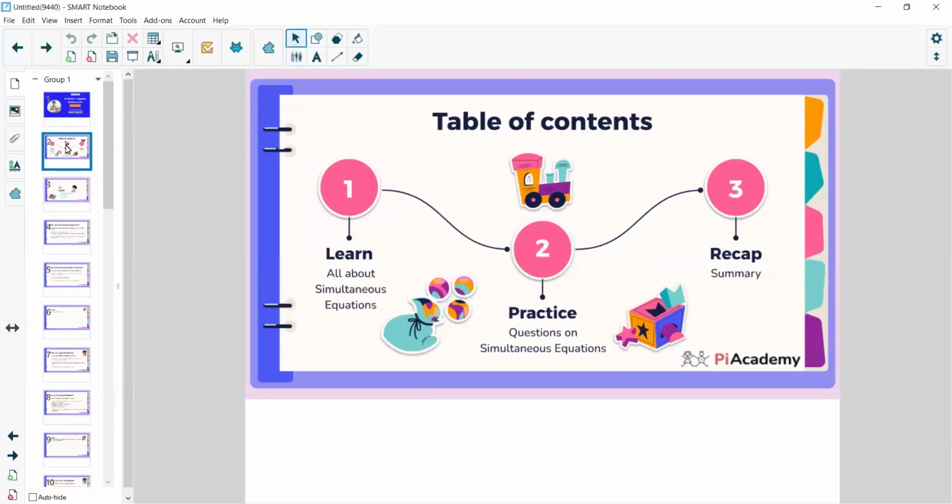And then in the second, practice session, we'll try to understand how to apply the concepts we learn and solve the questions accurately. And eventually, the last session is the recap or summary session, where we'll recap and figure out the key takeaway points which we can use and remember to solve this type of problems.